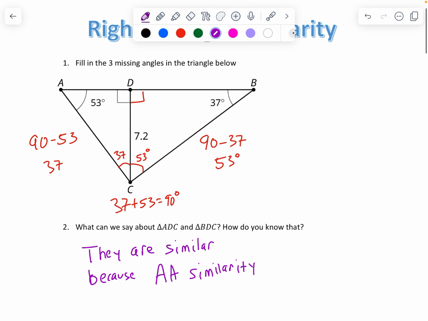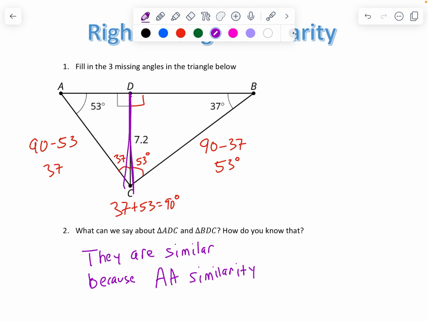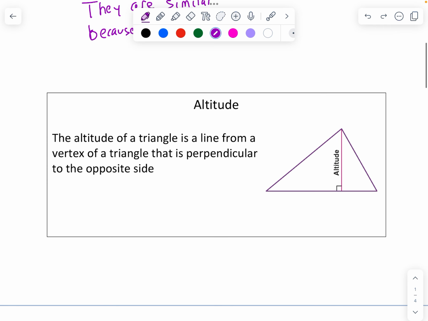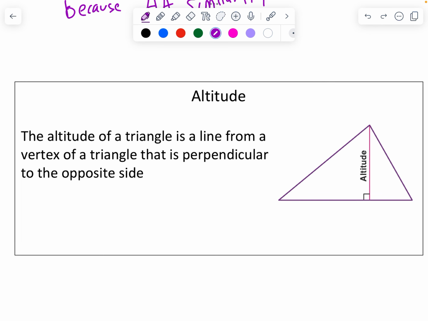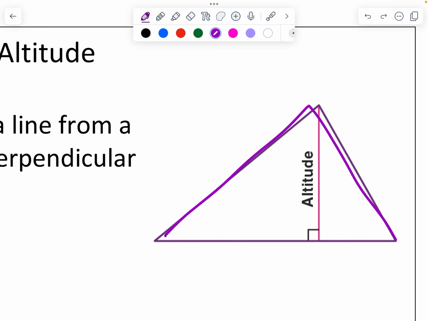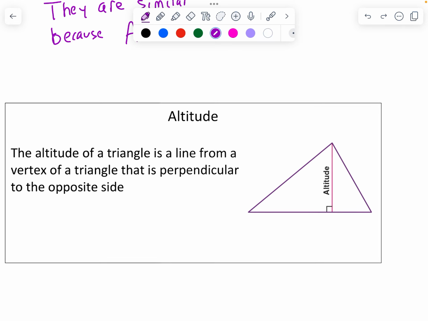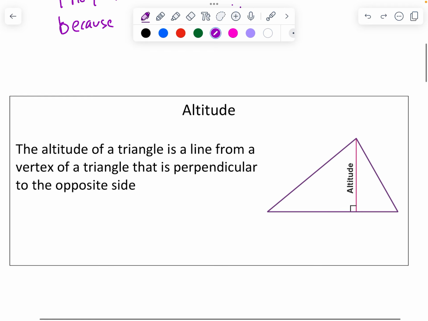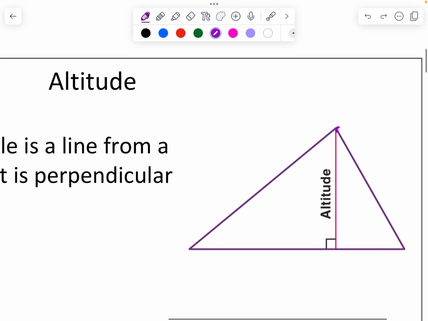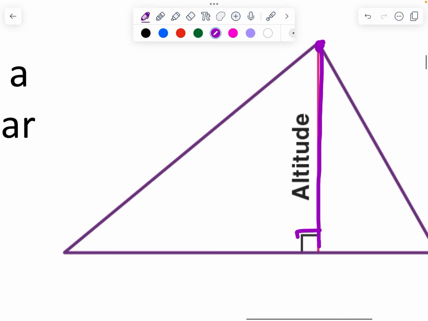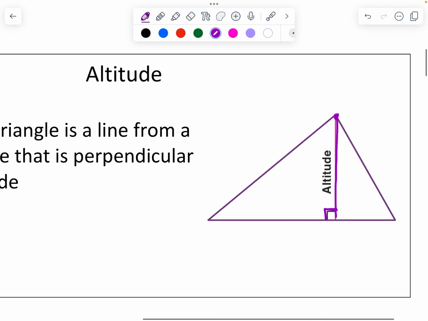And so this line that we drew here, that line, that's called an altitude, okay? If you think about science class, you might have heard the word altitude in the context of mountains, right? If you think about this as a mountain, this is the altitude, which is the height of the mountain. So the altitude is just a line drawn from the vertex of a triangle to the base, and it is perpendicular to that base, okay?